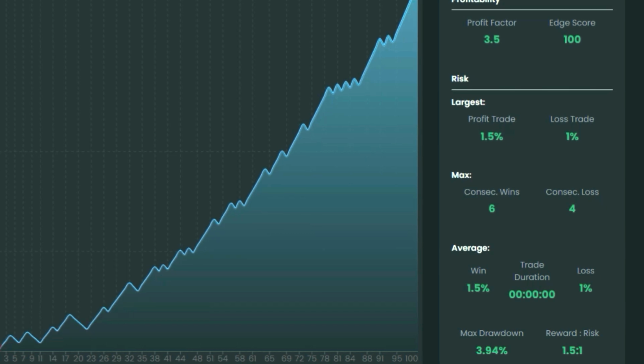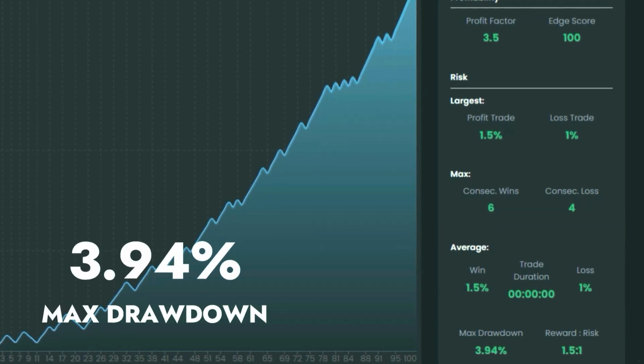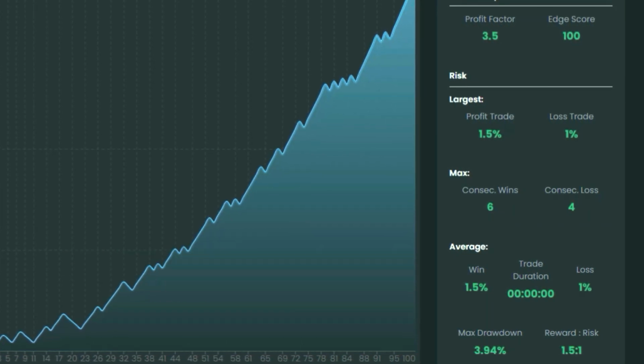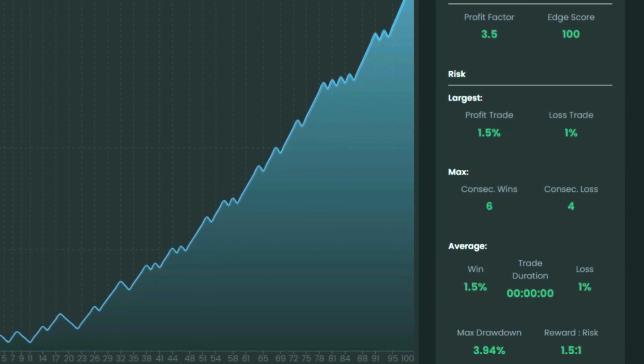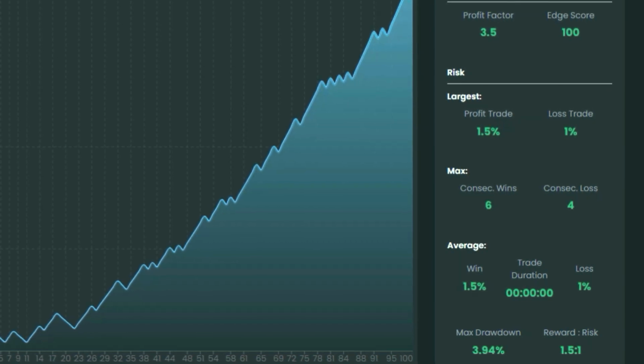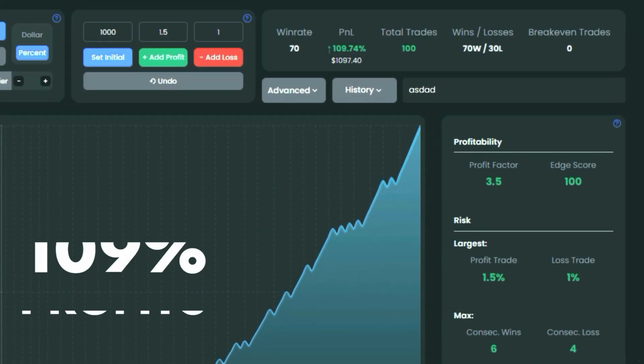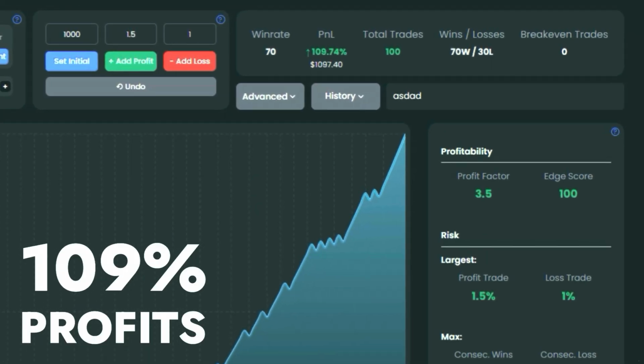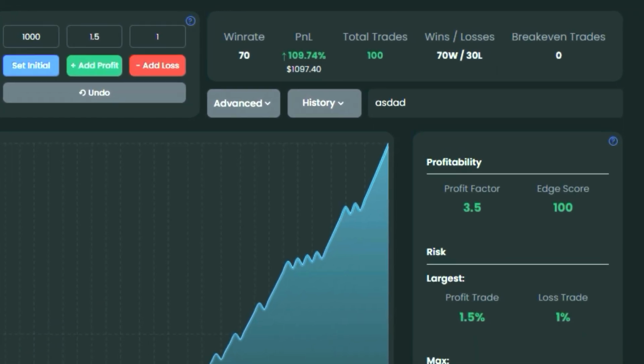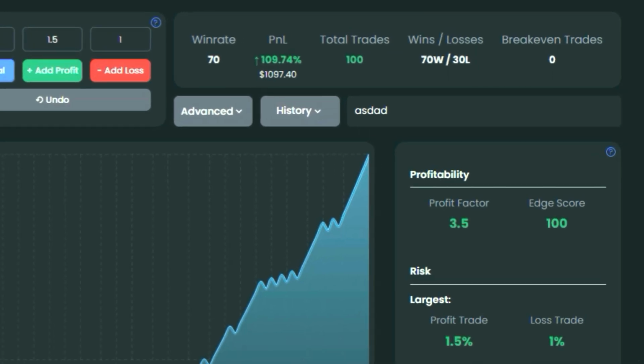The max drawdown was 3.94%. This means we risk 1% of our account per trade to achieve a profit of 1.5%. The strategy resulted in a 109% increase in the account. All the trades took place over approximately 11 weeks.